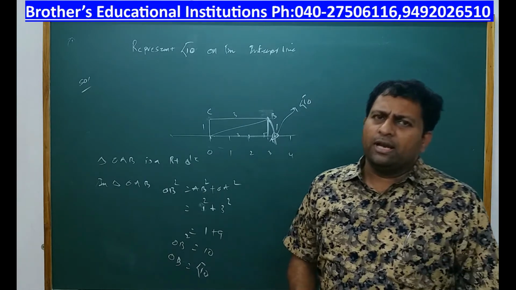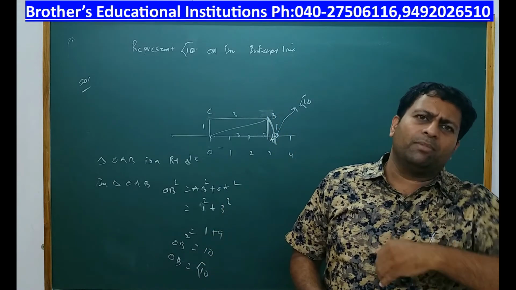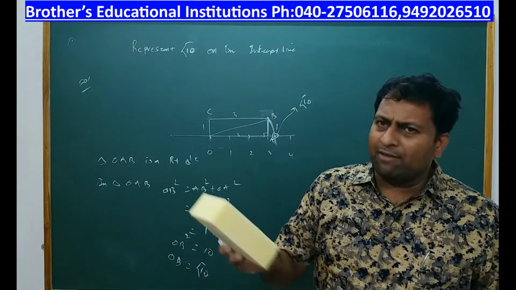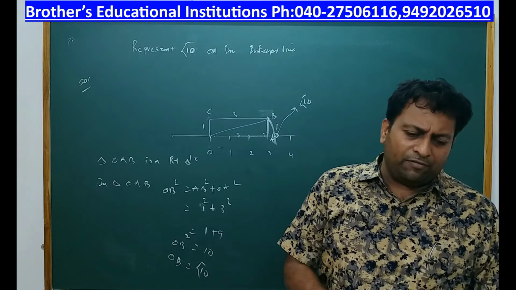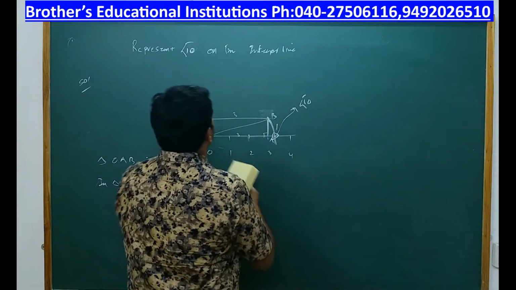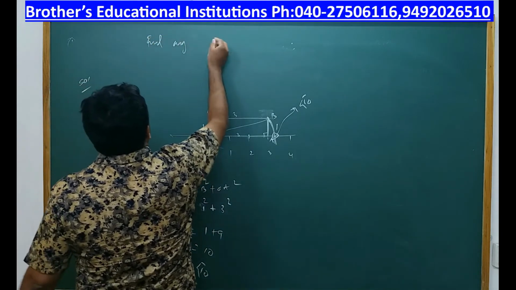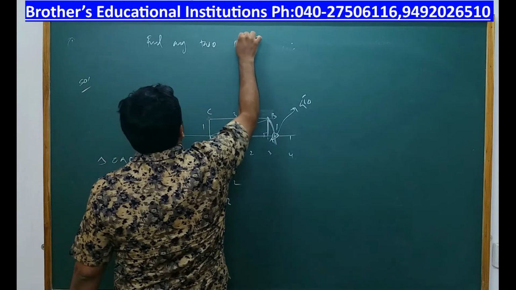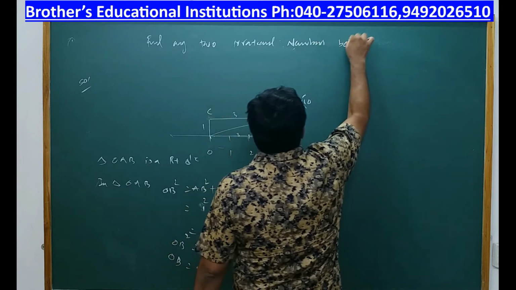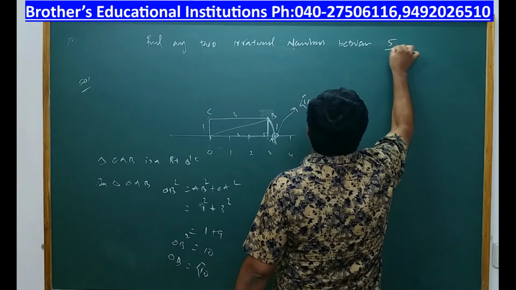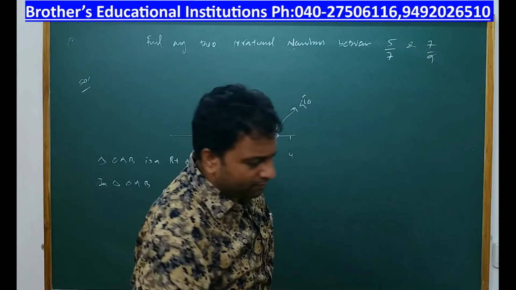Now let us move forward and try to do some problems on how to insert an irrational number between two given rational numbers. I have a beautiful example. Find any two irrational numbers between 5 by 7 and 7 by 9. 5 by 7 and 7 by 9.